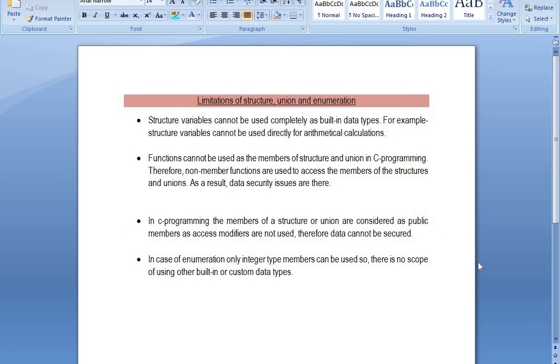Next point, in case of enumeration only integer type members can be used. So there is no scope of using other built-in or custom data types. In case of enumeration, we have seen that only integer members can be used there. So there is a kind of limitation. Only integers we can use inside the enumeration, but other data types like float, character, or any other custom data type we cannot use as the member of enumeration. So that is a kind of limitation in case of enumeration. I hope these points are clear to you.